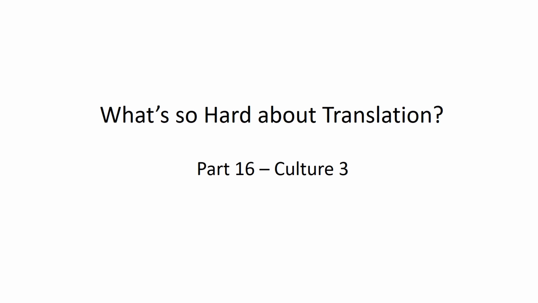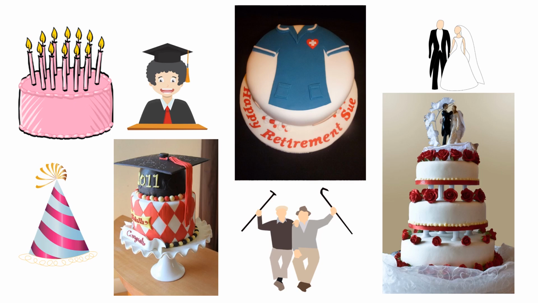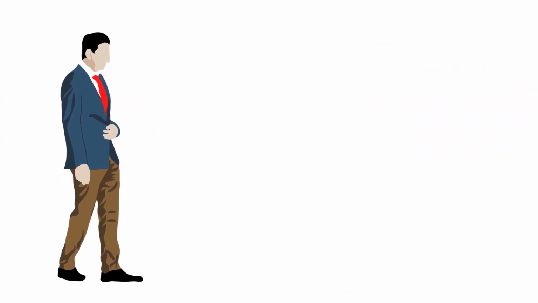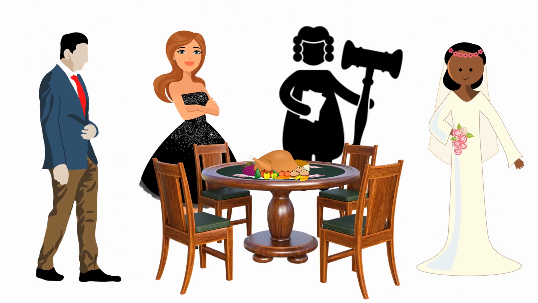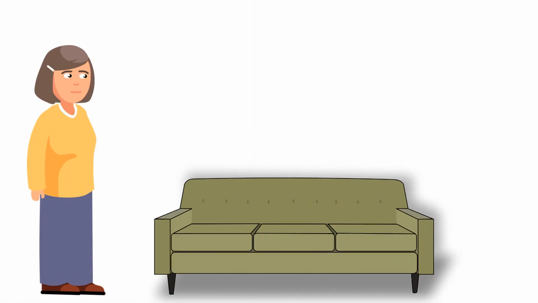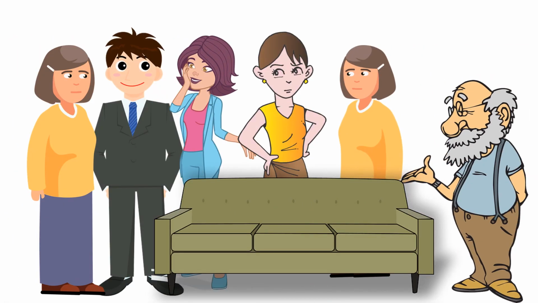This is video 16 in the series, What's So Hard About Translation. In the last video, we saw how things and actions in our world are given significance through the cultural patterns they fit into. We also considered what people's words and actions within these patterns reveal about their relationships.